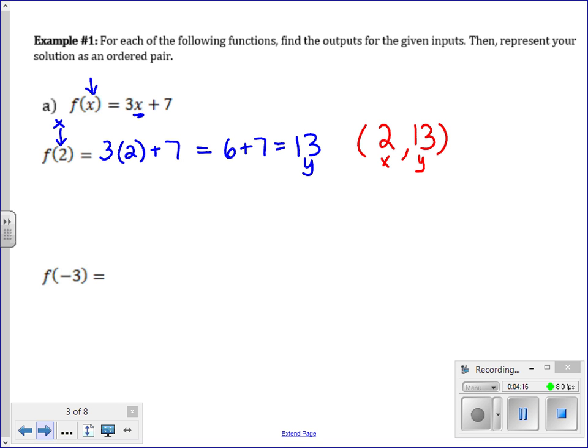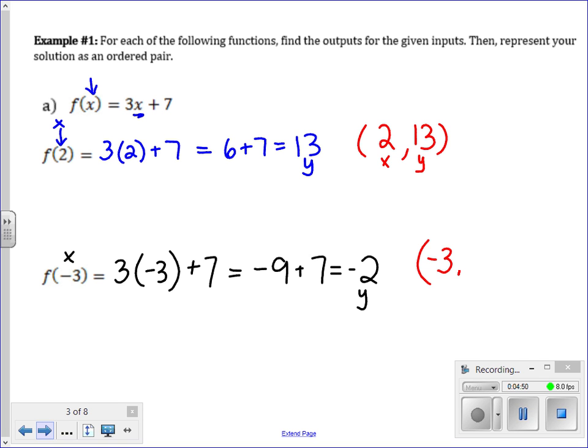Let's do the same thing for f of negative 3. Negative 3 is in the parentheses, so it's an x value, and I'm going to put it in for x. 3 times negative 3 plus 7. Well, 3 times negative 3 is negative 9, and negative 9 plus 7 equals negative 2. So that negative 2 is a y value, which means that when I write my ordered pair, I have the x value of negative 3 corresponding to the output y value of negative 2.